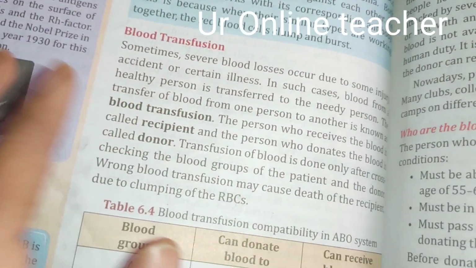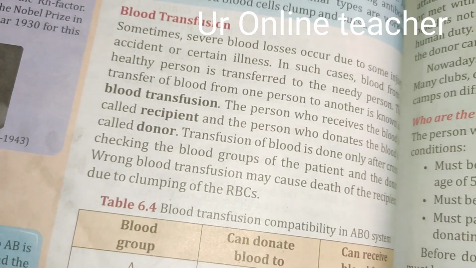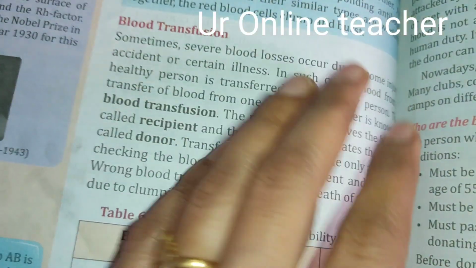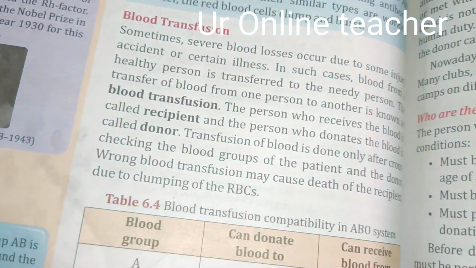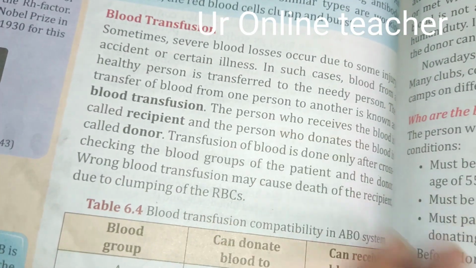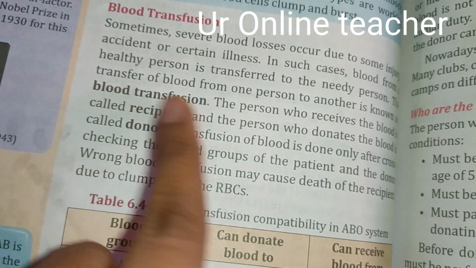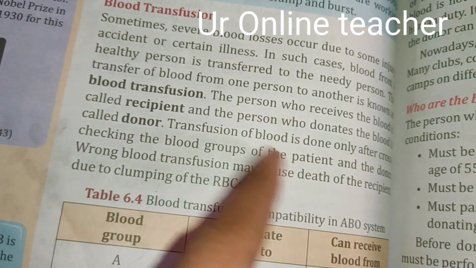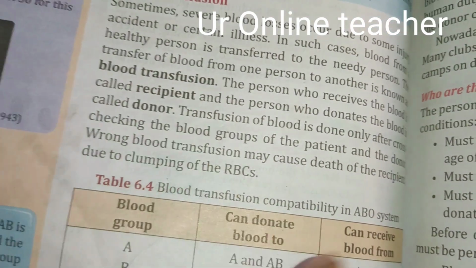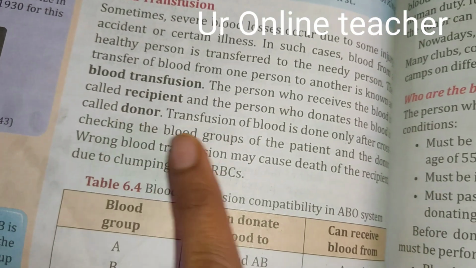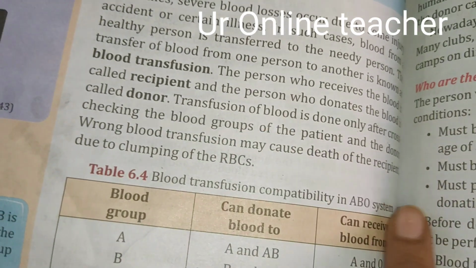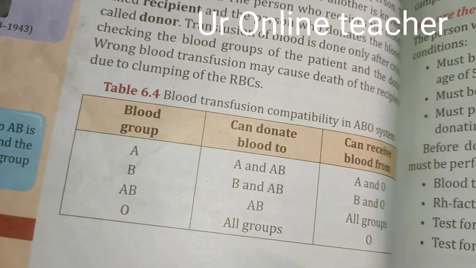So, blood transfusion. When sometimes an accident or illness occurs, blood loss will be there. In such cases, blood from a healthy person is transferred to a needy person and this is called blood transfusion. The one who receives the blood is called the recipient and the one who gives the blood is called the donor. So, while giving blood, the blood group should be matched.